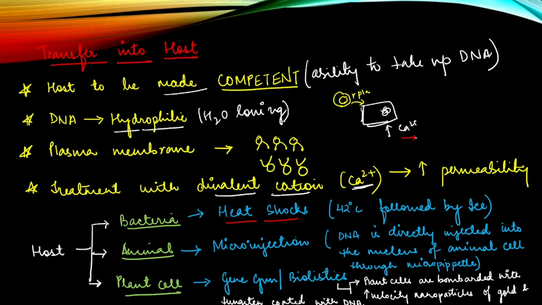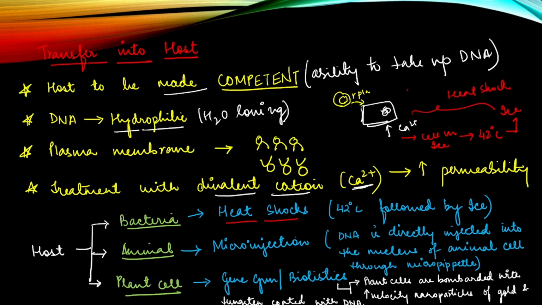Then we will put the cell in ice. Then we'll give a temperature of 42 degrees centigrade to the cell, and again we keep it in the ice, right? So this is what we call heat shock.